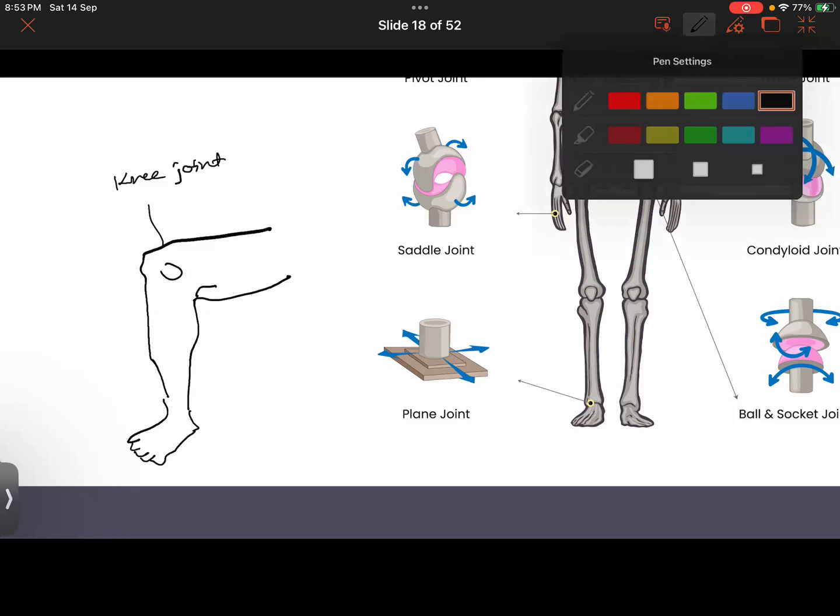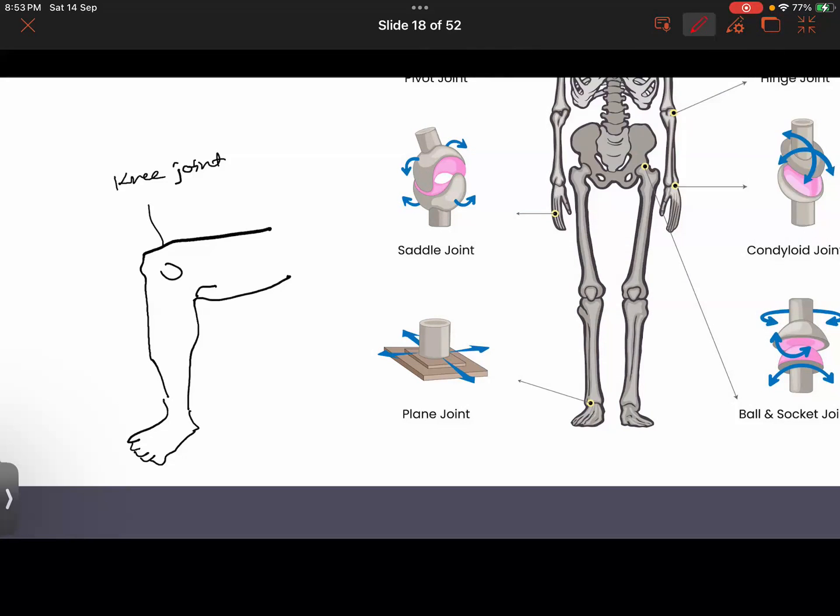So how much movement is possible? We can move our leg from here all the way to here. Like this much movement is possible. Try to understand. You can move your legs in this manner, or you can move your leg this much only. So in the case of the knee joint, we also get to see that this is a hinge joint where the bones can move about only one axis. It is allowing our knee to bend.